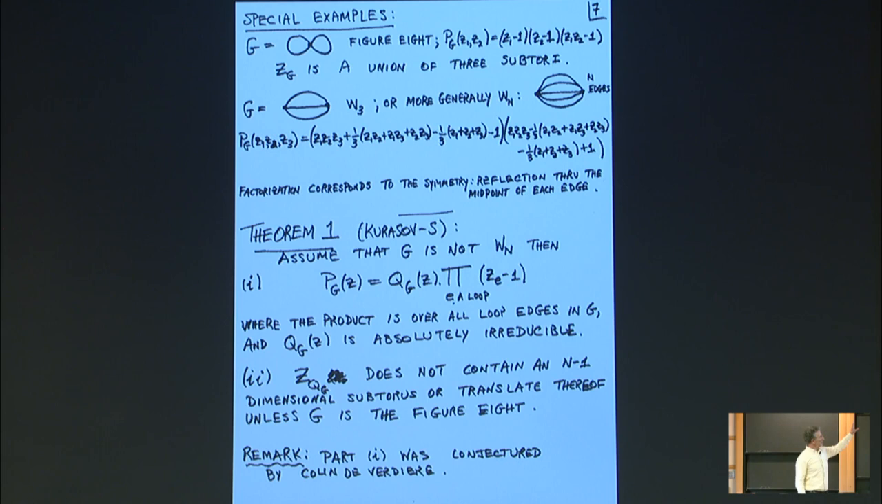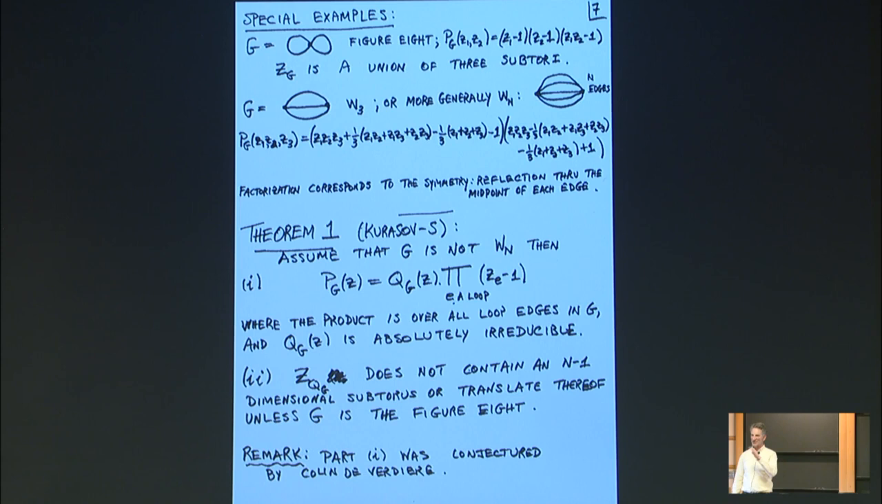The figure 8: if you go and write down the spectral determinant, this is an exercise, it's just that simple 6x6 matrix, you compute the determinant, and you get that the polynomial factorizes, it's not irreducible, into z1 minus 1, z2 minus 1, and z1 z2 minus 1. So the zero set happens to be a union of three tori.